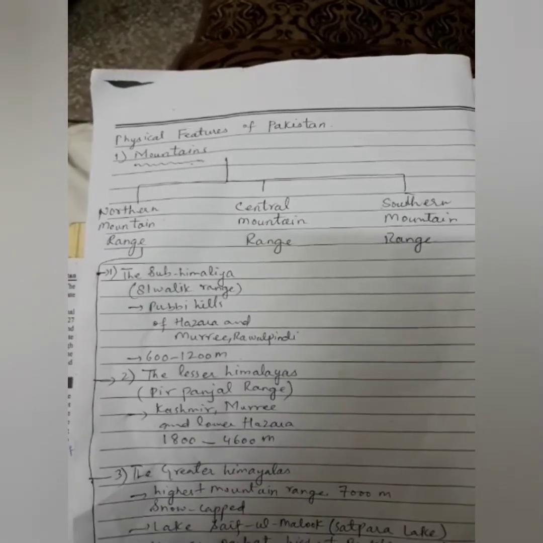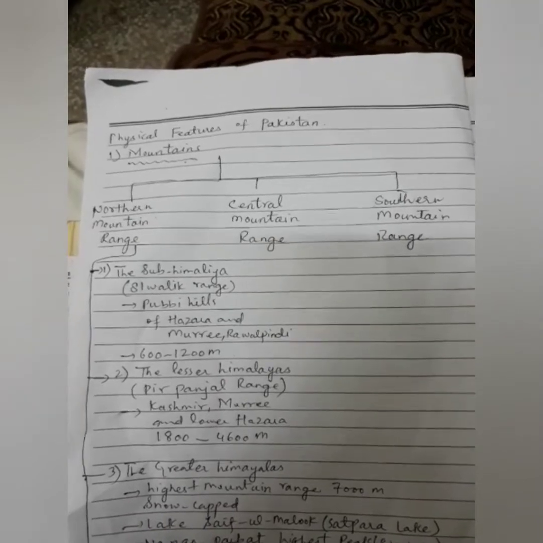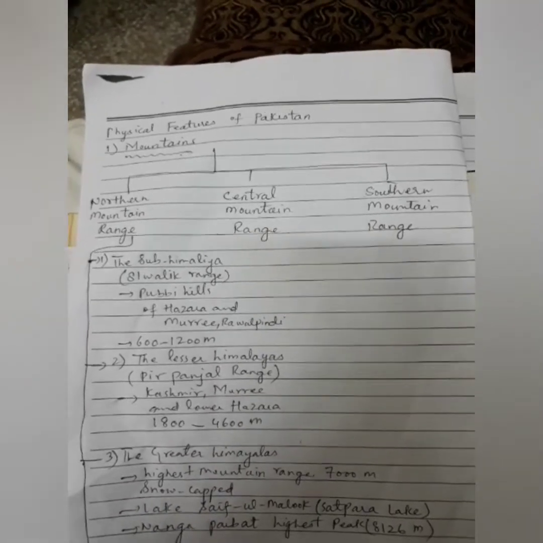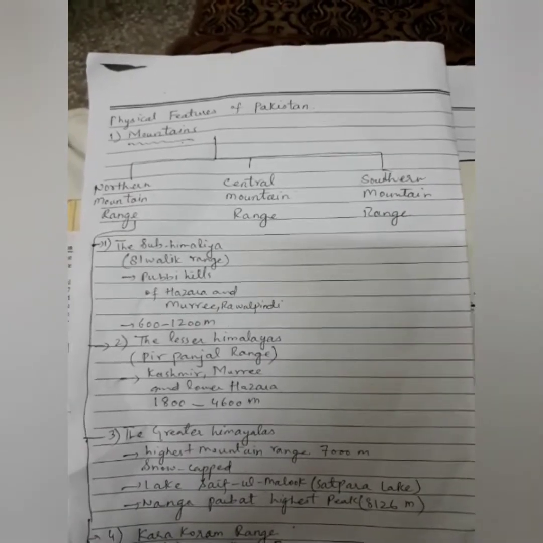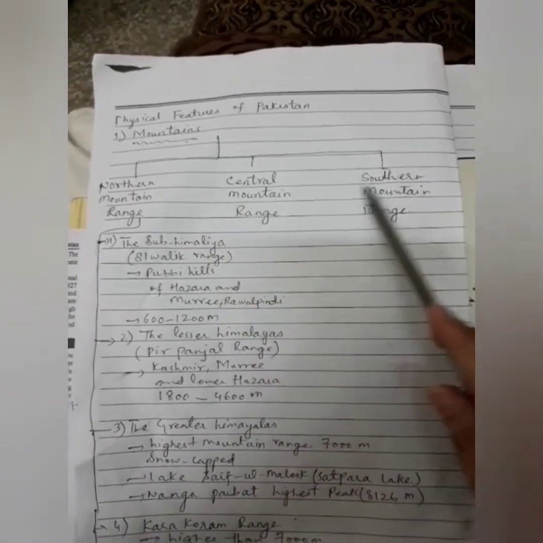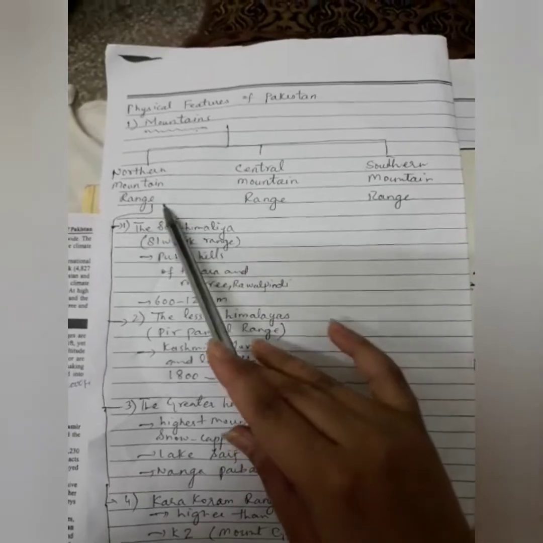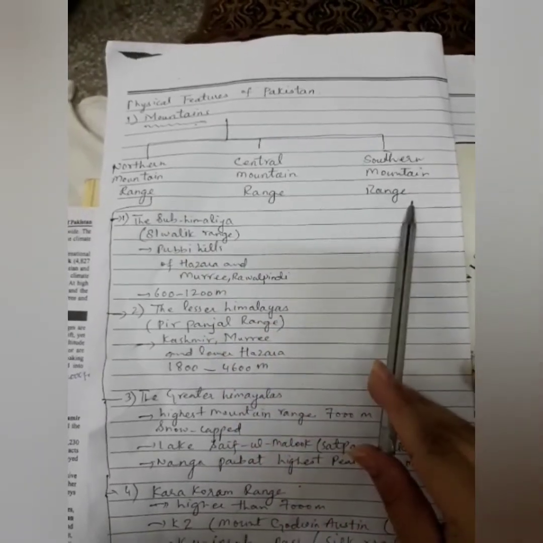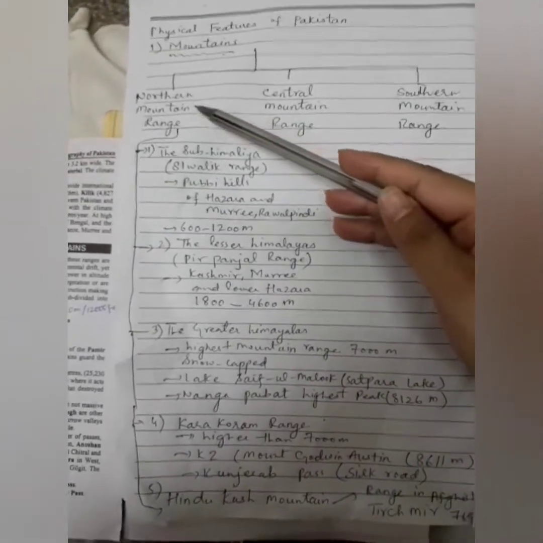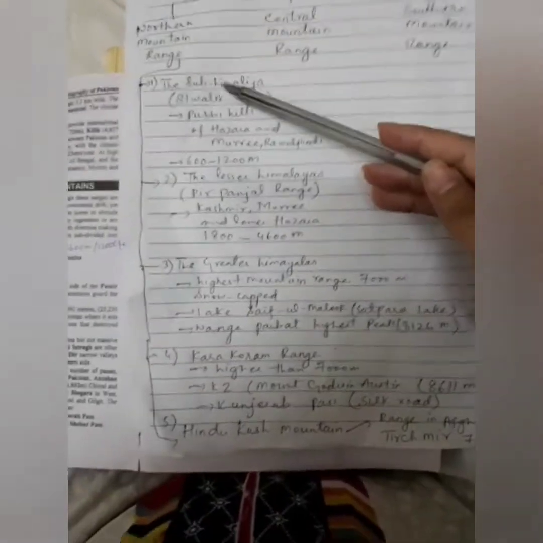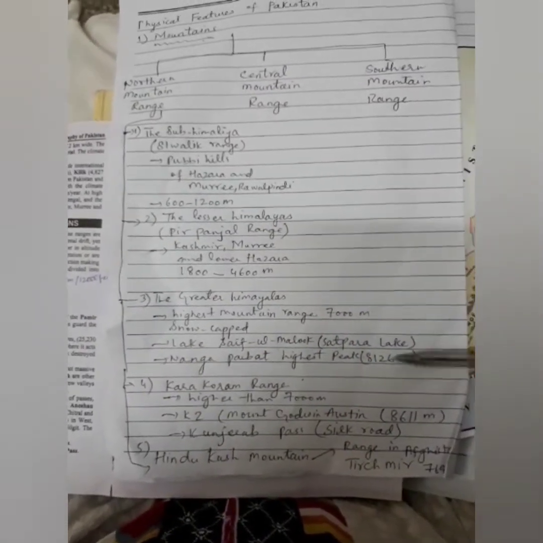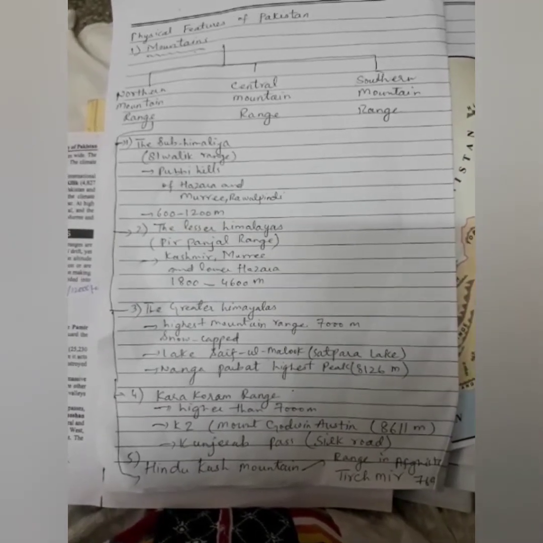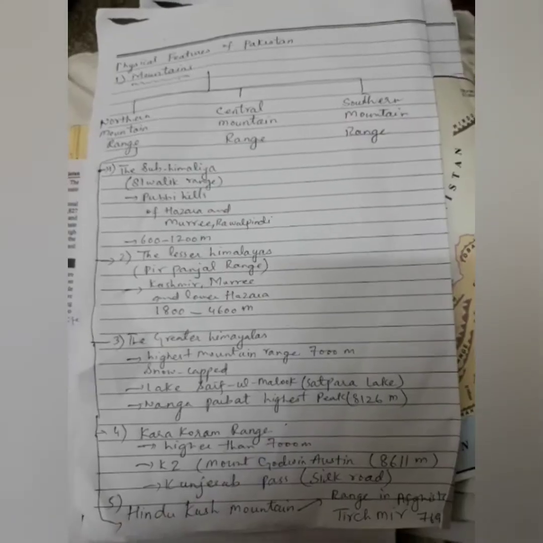Students, you can look at this page, which is showing the physical features of Pakistan and mountains. As I discussed earlier, the northern mountain, central mountain, southern mountain range, and the northern mountain range are further divided into 5 branches, and I discuss in detail. You can make notes from there.